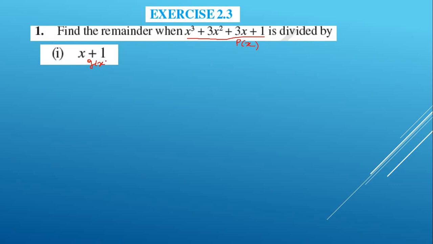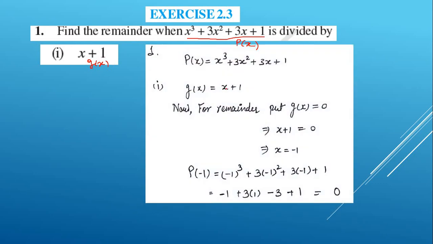So to get the remainder, one way of doing it is to divide this p(x) by g(x) and you get the remainder. Write the division rule and you can get the remainder, and you can use the remainder theorem as well. So to use the remainder theorem, we will put the divisor polynomial as 0. With the help of this, we will get the real point, and that real point you will put into the definition of the dividend polynomial.